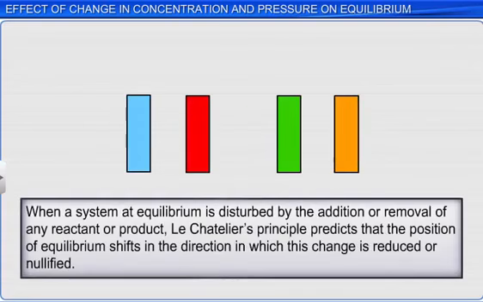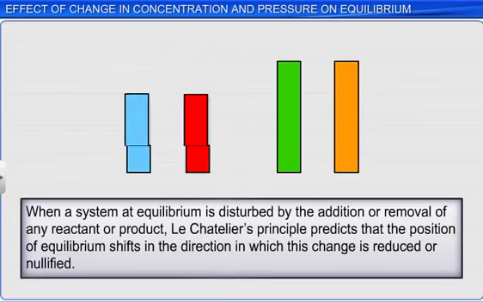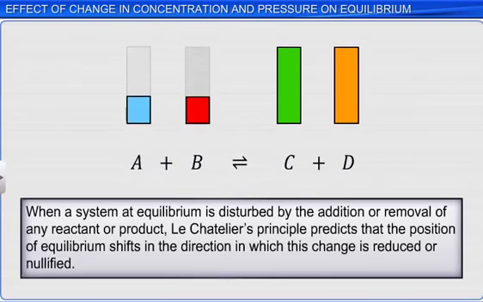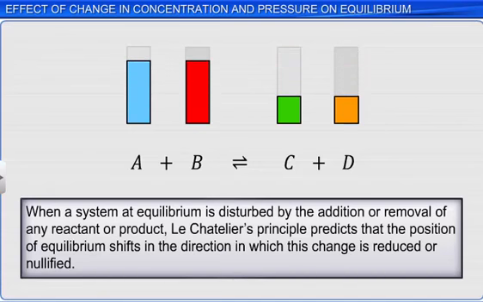When a system at equilibrium is disturbed by the addition or removal of any reactant or product, Le Chatelier's principle predicts that the position of equilibrium shifts in the direction in which this change is reduced or nullified.